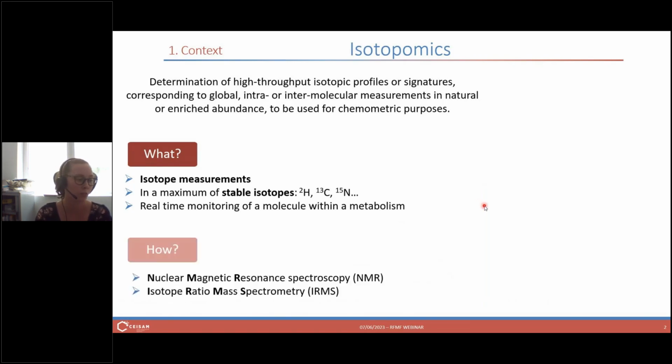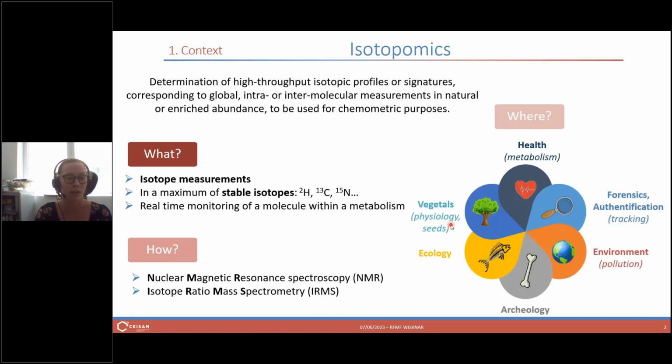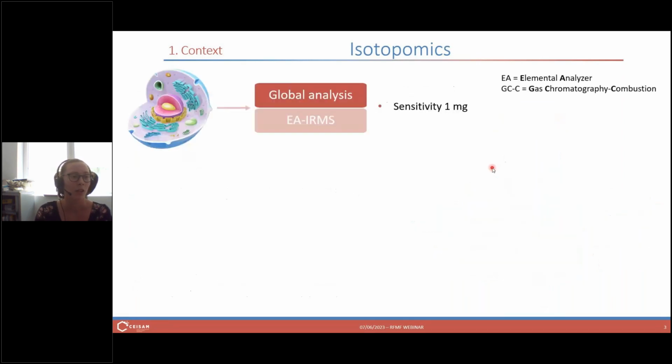We can measure isotope composition by NMR or by IRMS, so isotope ratio mass spectrometry. And we can find isotopomics in a lot of different fields like archaeology, environment, or in the frame of health and metabolism studies. We can measure isotopes with different methods. The first one is the global analysis by using an elemental analyzer coupled to an IRMS, so isotope ratio mass spectrometry.